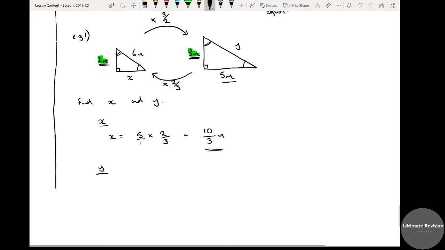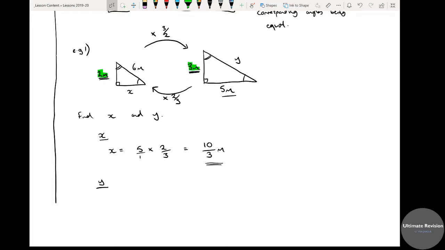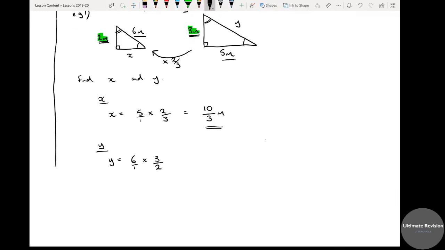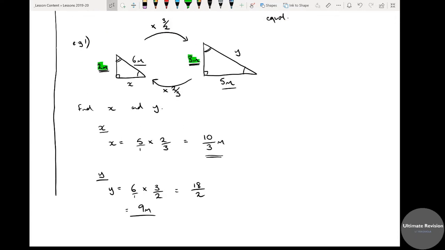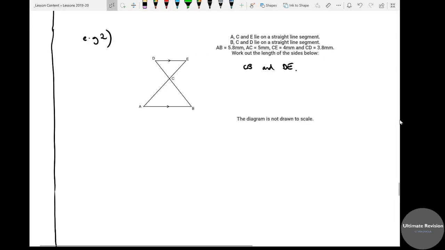Now to get y, this time I'm going the other way. I find the corresponding side, which is 6. So y is going to equal 6, and I follow the arrow, times 3 over 2. 6 is the same as 6 over 1, so that's the same as 18 over 2, which is 9 metres. So don't worry if you get a fractional answer. It's quite common that you do. And that is example number 1.